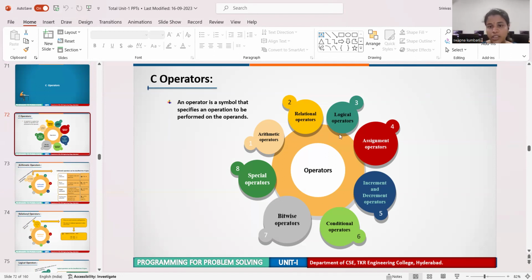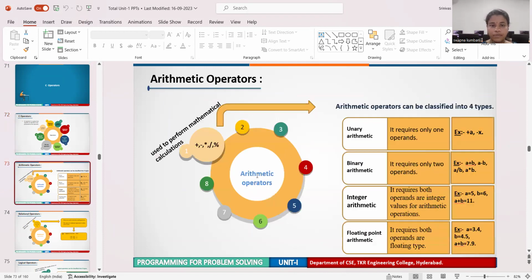There are 8 types of C operators available. The first one is arithmetic operators, second relational operators, third logical operators, fourth assignment operators, fifth increment and decrement operators, sixth is the conditional operator, seventh bitwise operators, and the final eighth one is the special operators. Now let us discuss each one in detail.